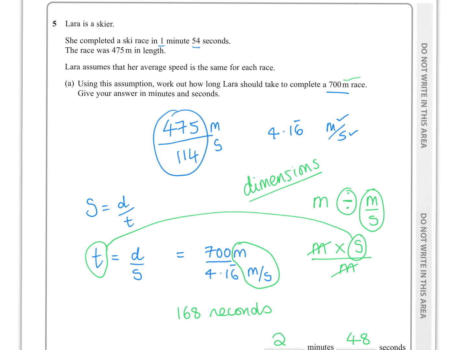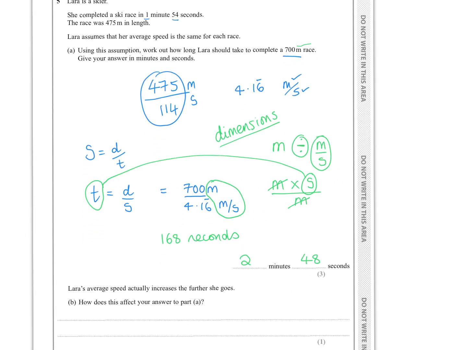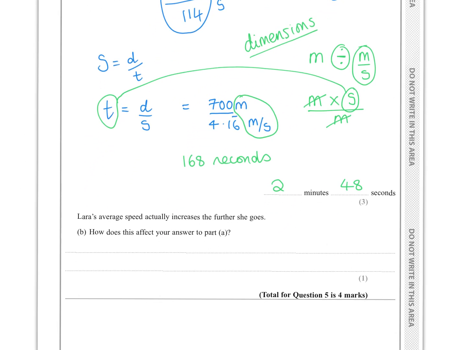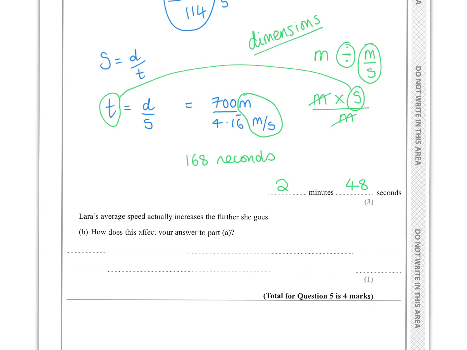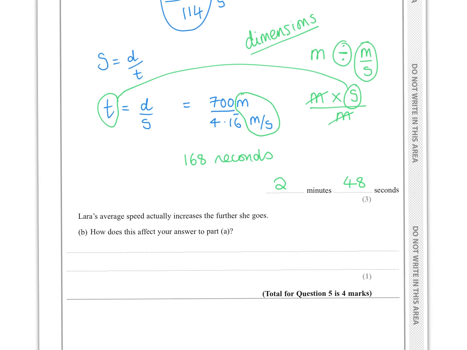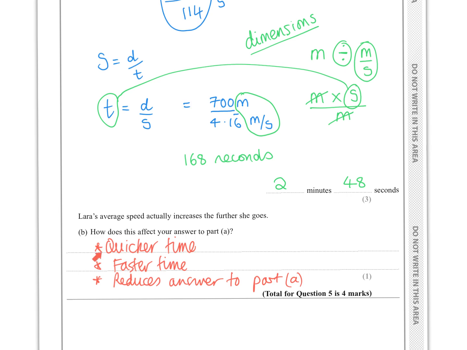Now there is a part B, in case I miss it out. It says Lara's average speed actually increases the further she goes. It says, how does this affect your answer to part A? Well, here are some answers: quicker time, or faster time, or reduces the answer to part A. Okay, so let's move on.